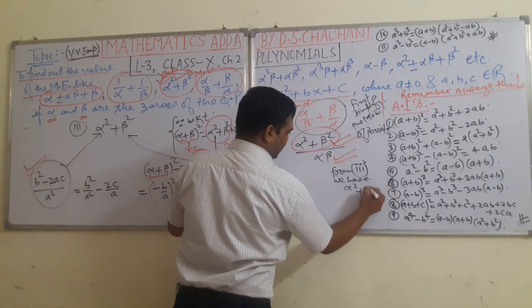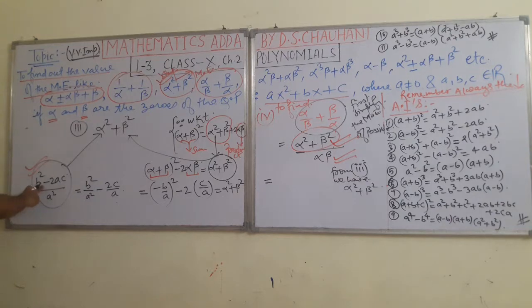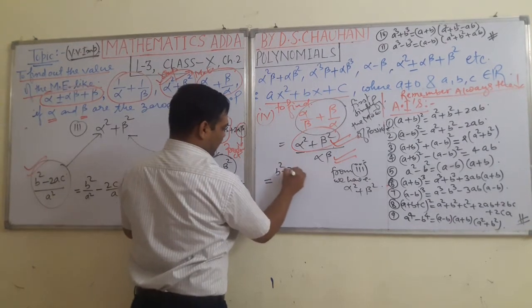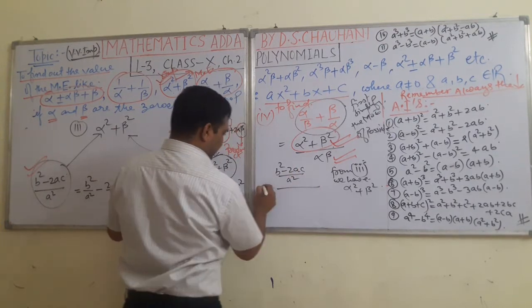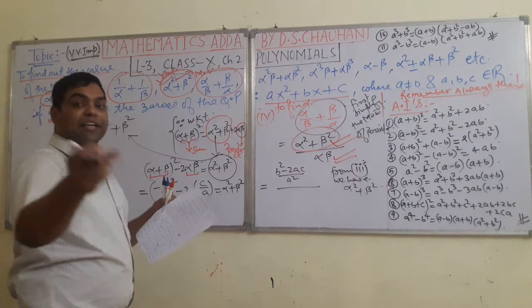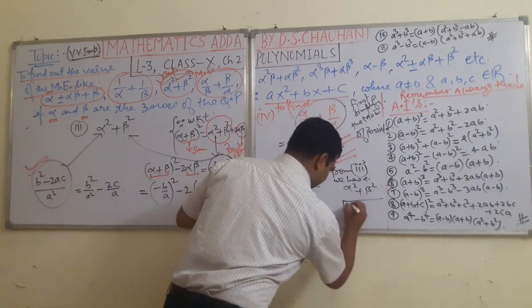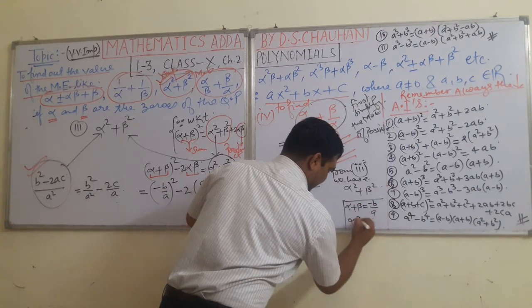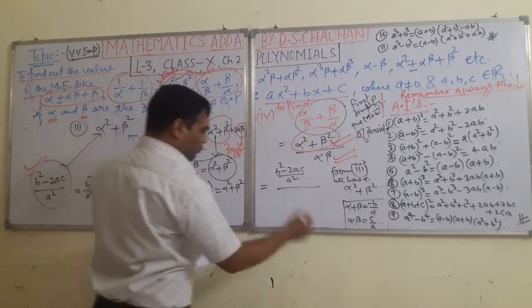alpha square plus beta square. So what it could be? Alpha square plus beta square, students, here it is b square minus 2ac upon a square, divided by, this is here alpha beta, it is what? c upon a. Put in advance, students. What you are knowing? Alpha plus beta, it is minus b upon a, and alpha beta, it is c upon a. Okay.